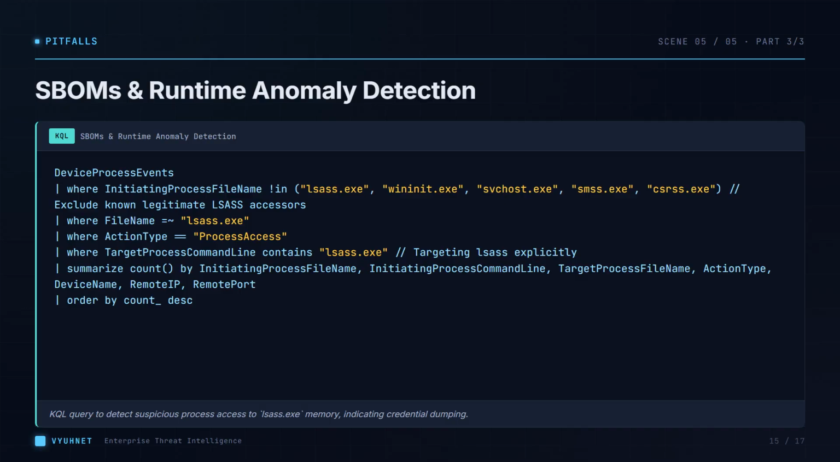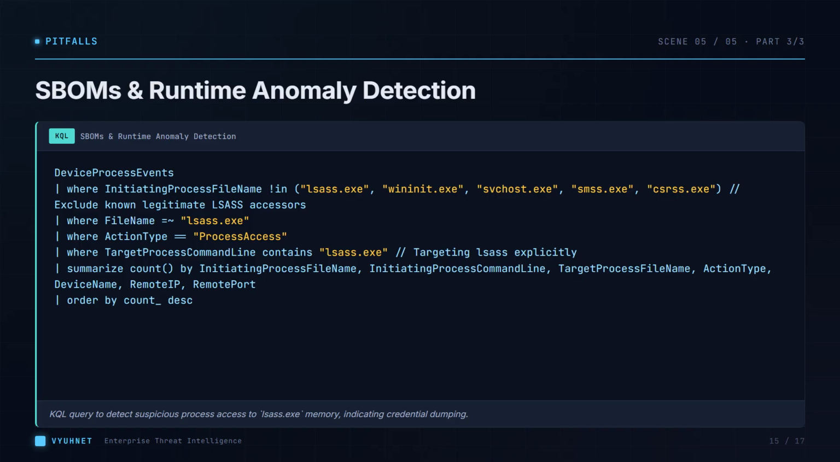Finally, you need visibility into what's running and what it's doing. Maintain a software bill of materials, or SBOM, for all applications, detailing every component and its version. Tools can generate these automatically. At runtime, monitor process behavior.